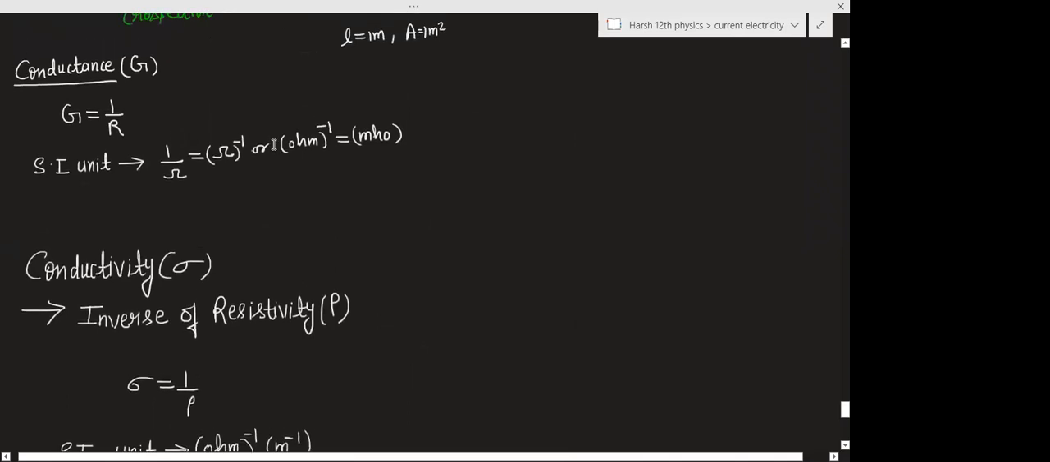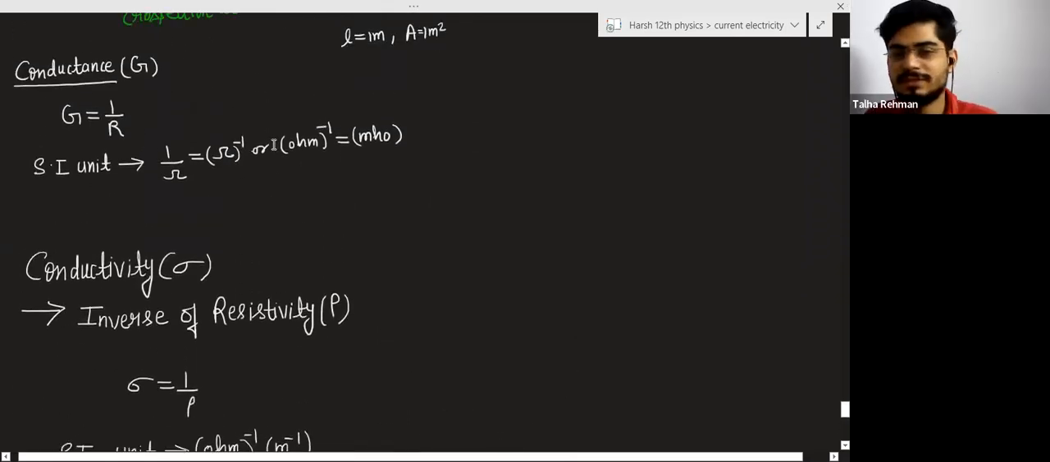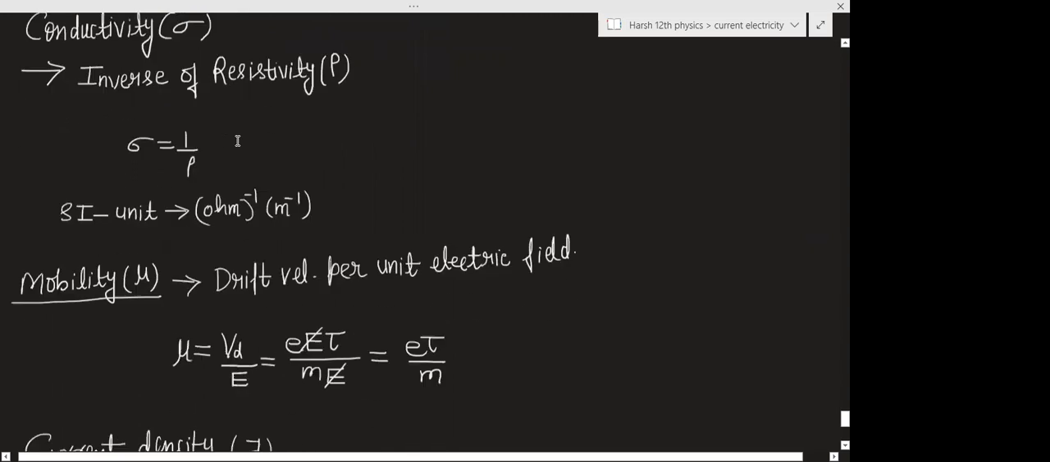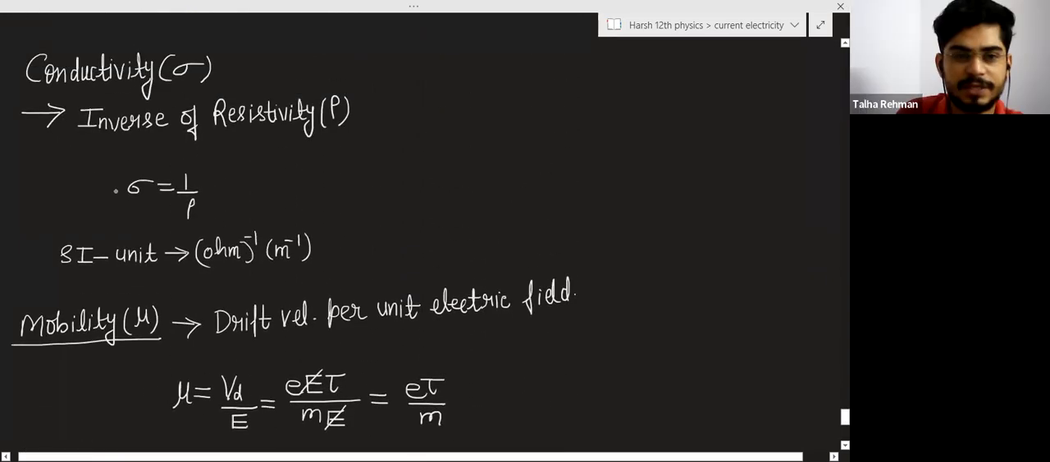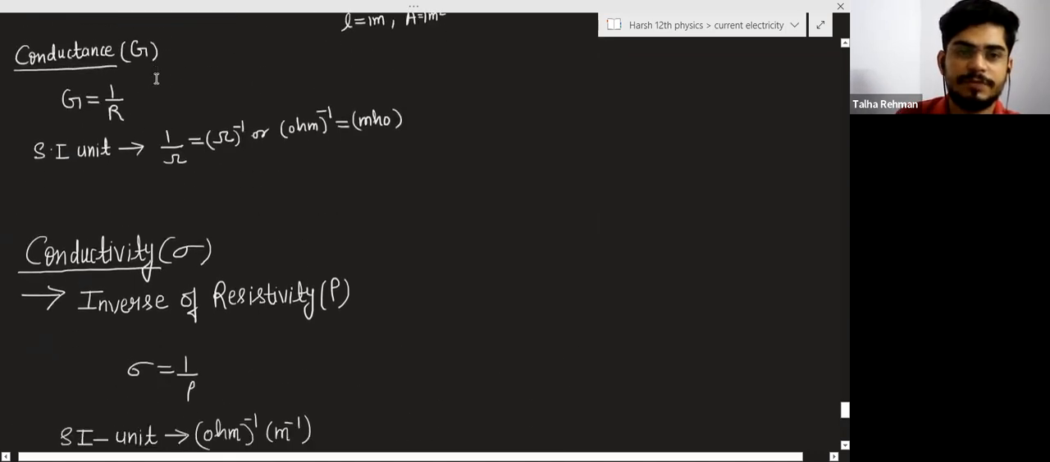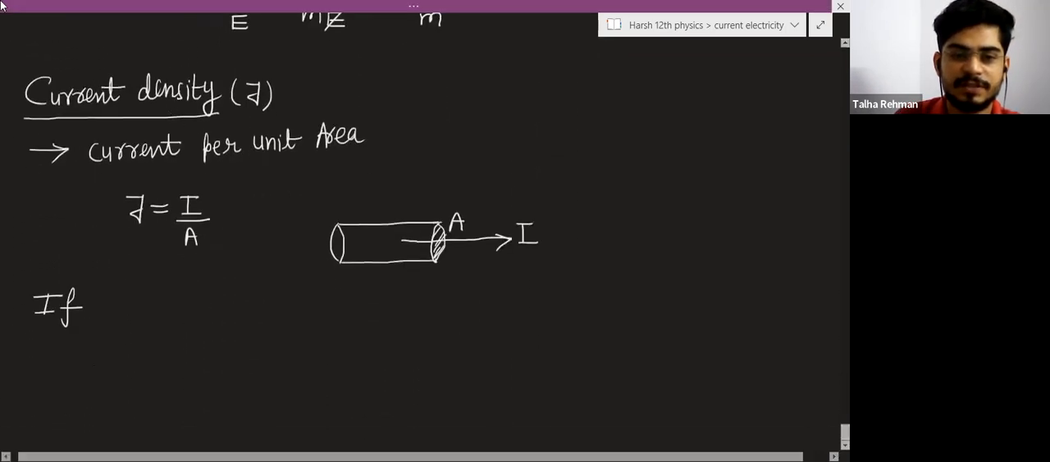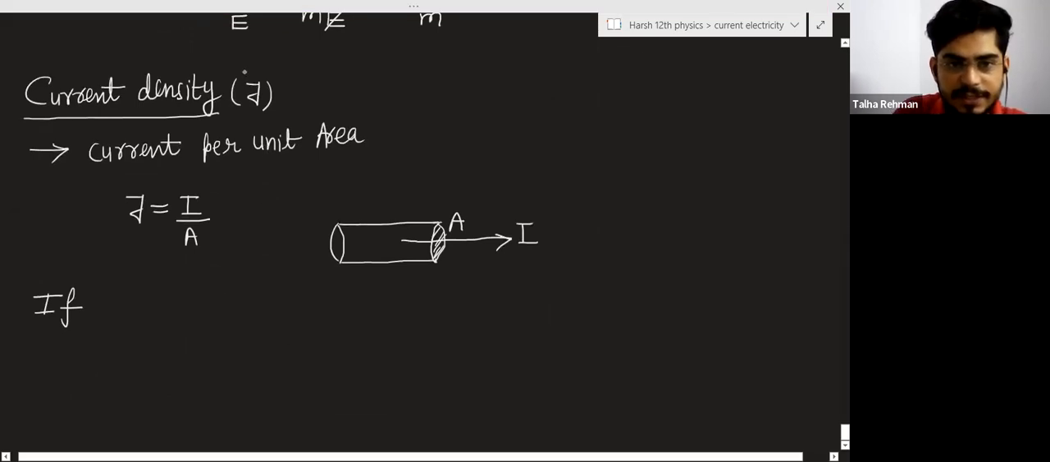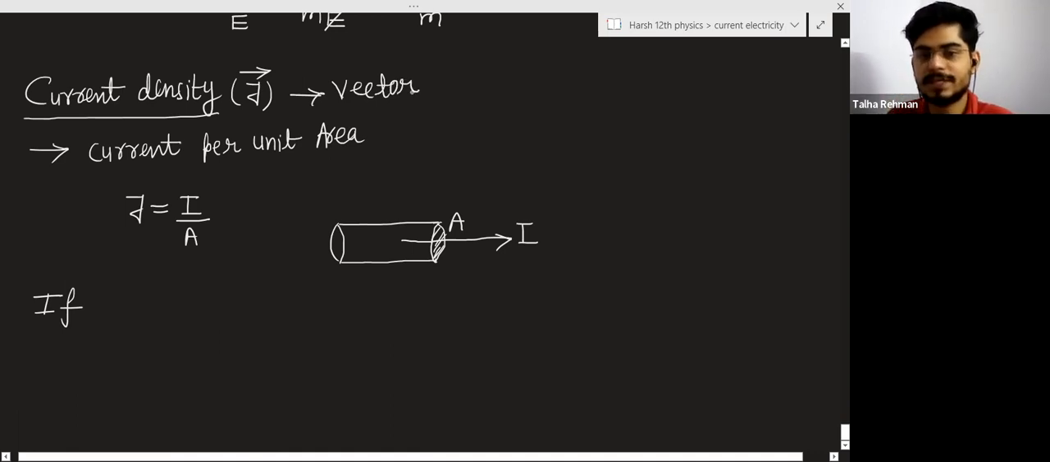Yes, sir. Actually, these are just the basic definitions. You have to just remember what is conductivity and all that. Conductivity, conductance, mobility, current density. Current density is a vector quantity. You can say current density is a vector brother of current. Current is a scalar, but current density is a vector brother of current.